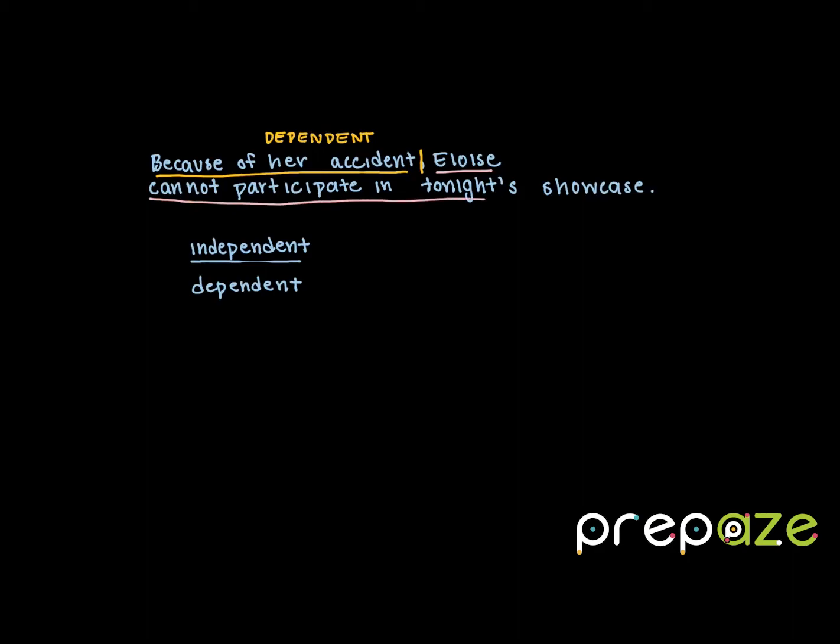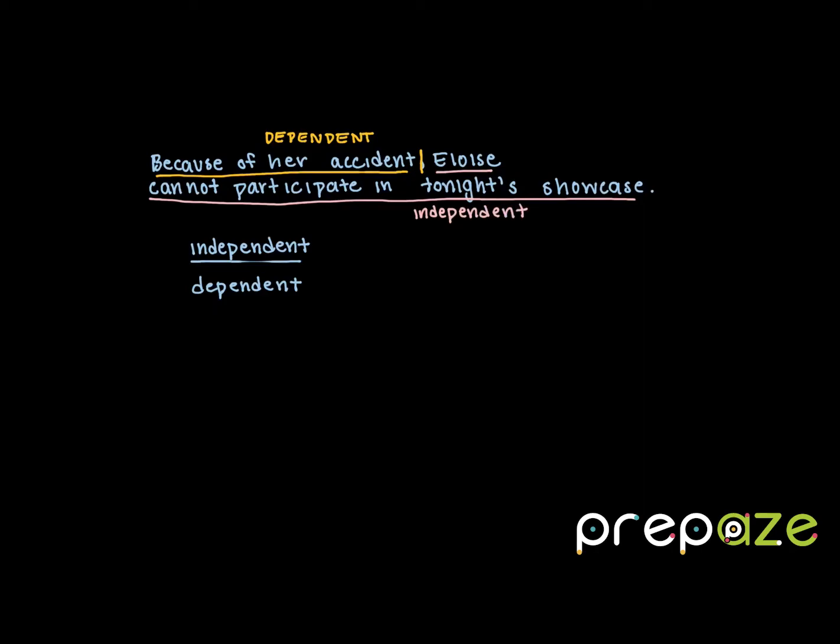Now, if we look at the next part of our sentence, we see Eloise cannot participate in tonight's showcase. If I look at just that part, let's say it again. Eloise cannot participate in tonight's showcase. That makes sense as a sentence by itself. Now, would it be helpful to know why she can't participate in tonight's showcase? Yes, definitely. They'll be adding more detail, and that's what our dependent clause in this sentence does. But can it also stand by itself and work as its own function? Absolutely. So here, this is going to be our independent clause.